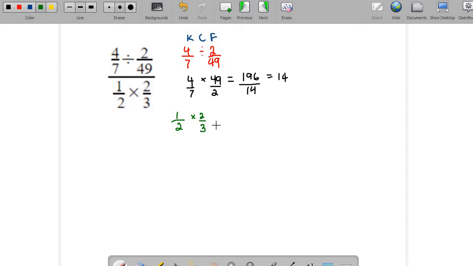Okay, to do that, we are just multiplying two fractions, so we already know what to do. Multiply the numerators, and we would get 2/6. So the original question had asked us to divide what is in the numerator. So we got 14, and what is in the denominator, we got 2/6.